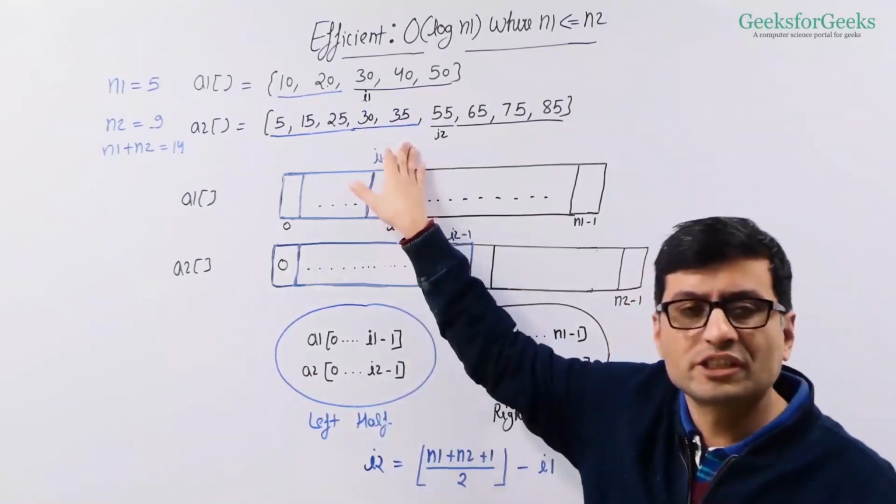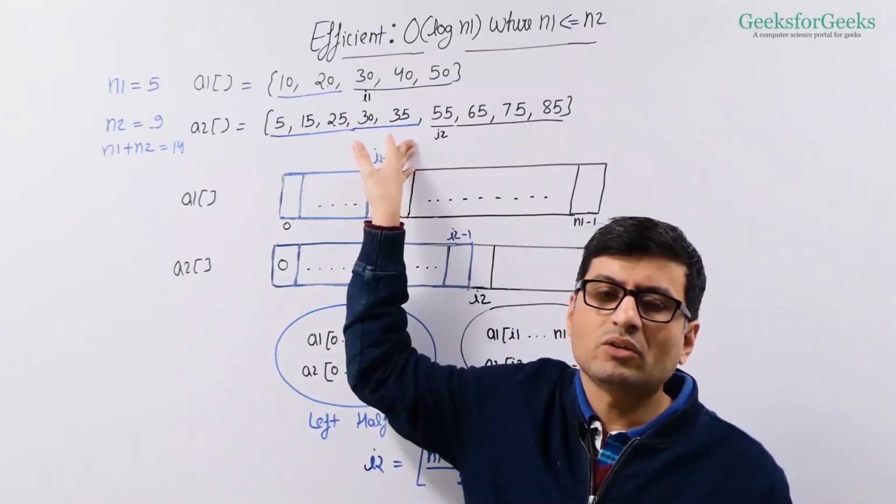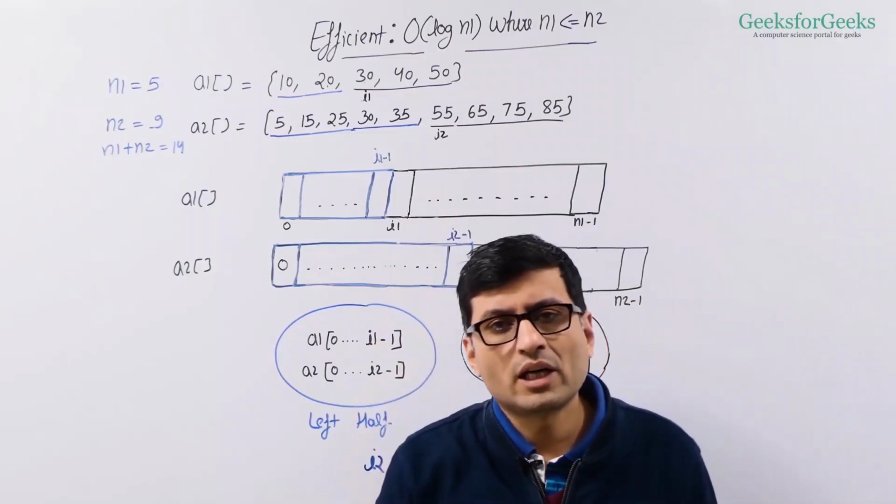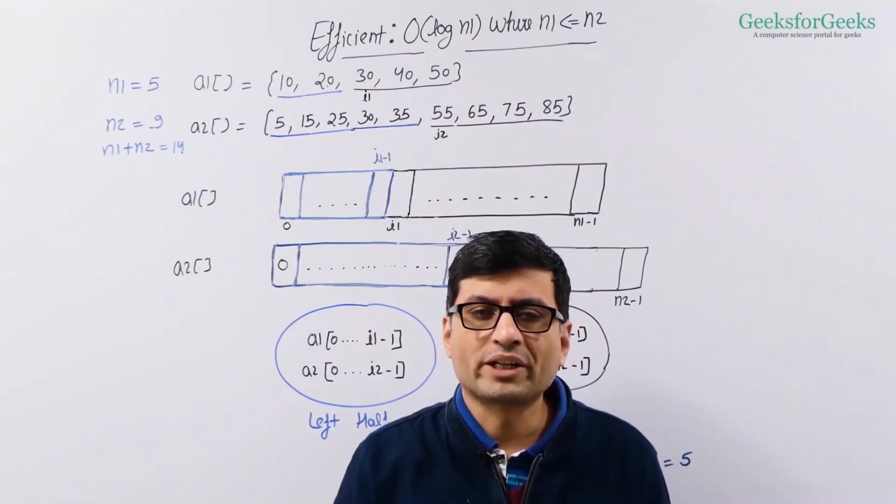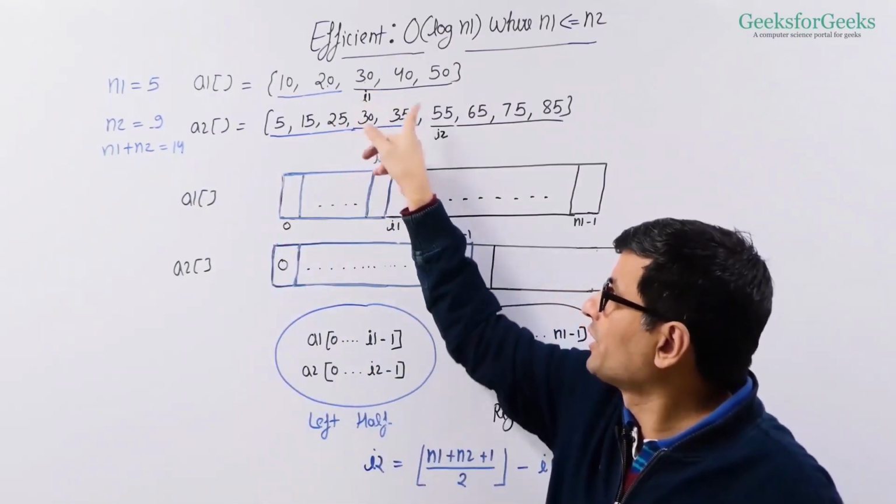I have modified the second array again and written back the original values. Now consider that you begin your binary search with these arrays. Your I1 is here and I2 is here.